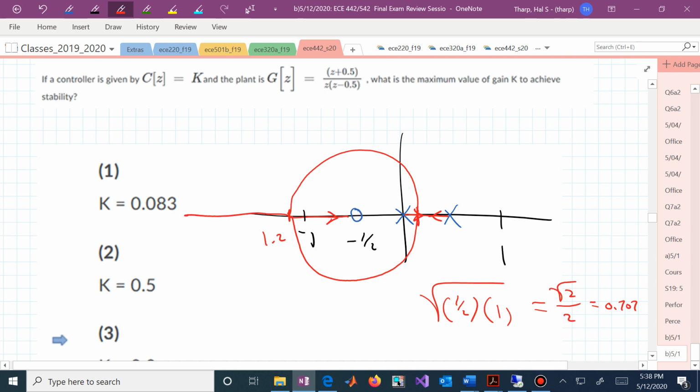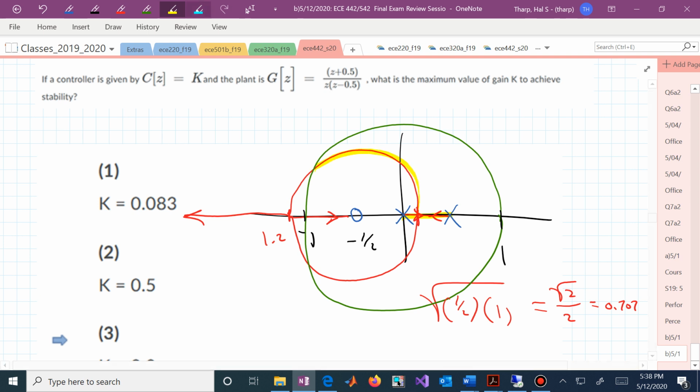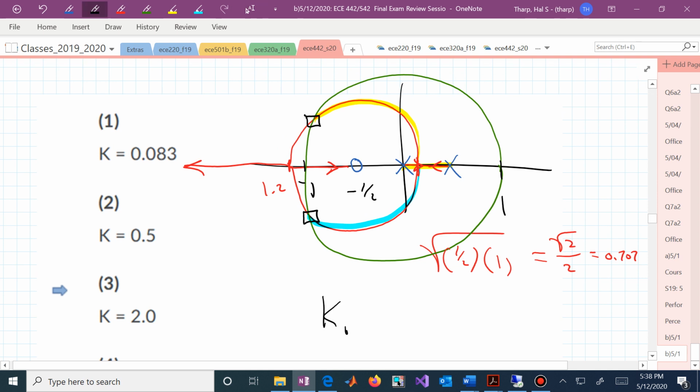One pole goes there and one pole goes there, and what we're interested in is what's happening with respect to our unit circle. For low values of gain K, we're stable. This one now comes up here, this one comes down there, and whoa, we actually go unstable when we crank up the gain to go beyond that point. What we need to do then, for the maximum gain K to achieve stability, is find what is K at the box.